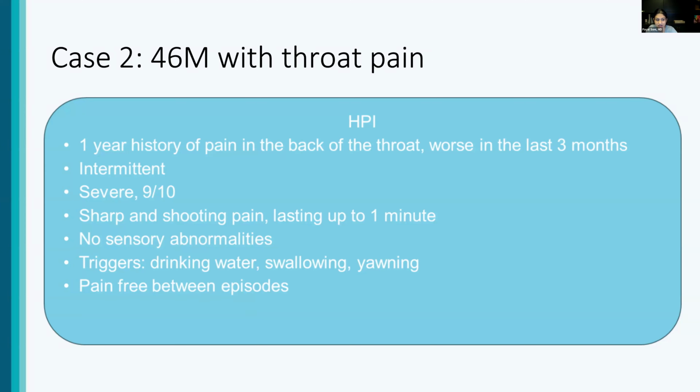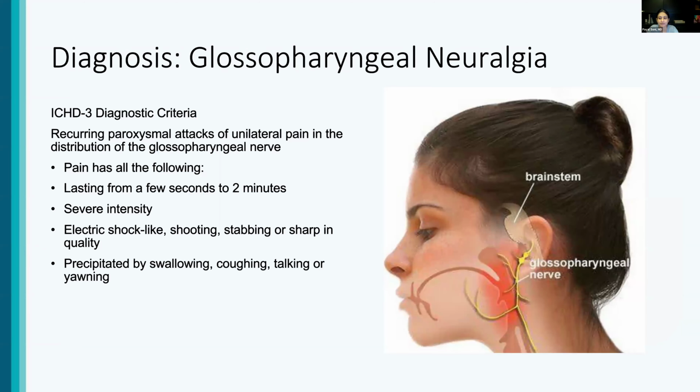So again, if we look at the character of this pain, sharp, shooting, severe, intermittent with pain-free periods between episodes, it does sound like trigeminal neuralgia, like the case we talked about prior, but the location of the pain is a bit unusual. This is pain that's in the back of the throat. There is a sensory nerve responsible for sensation to the back of the throat that can be irritated and cause a neuralgia type of pain, and that is the glossopharyngeal nerve. So this is a case of glossopharyngeal neuralgia. You can see this diagram that shows the location of the glossopharyngeal nerve that's responsible for sensation to the back of the throat.